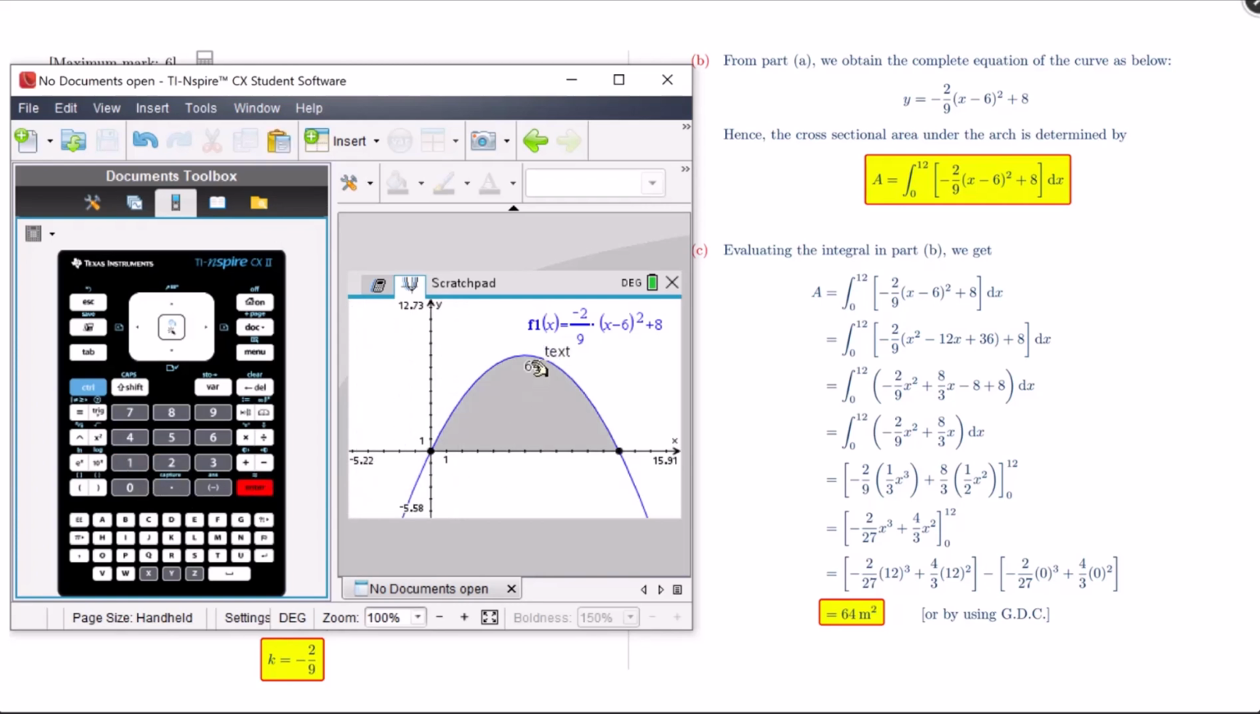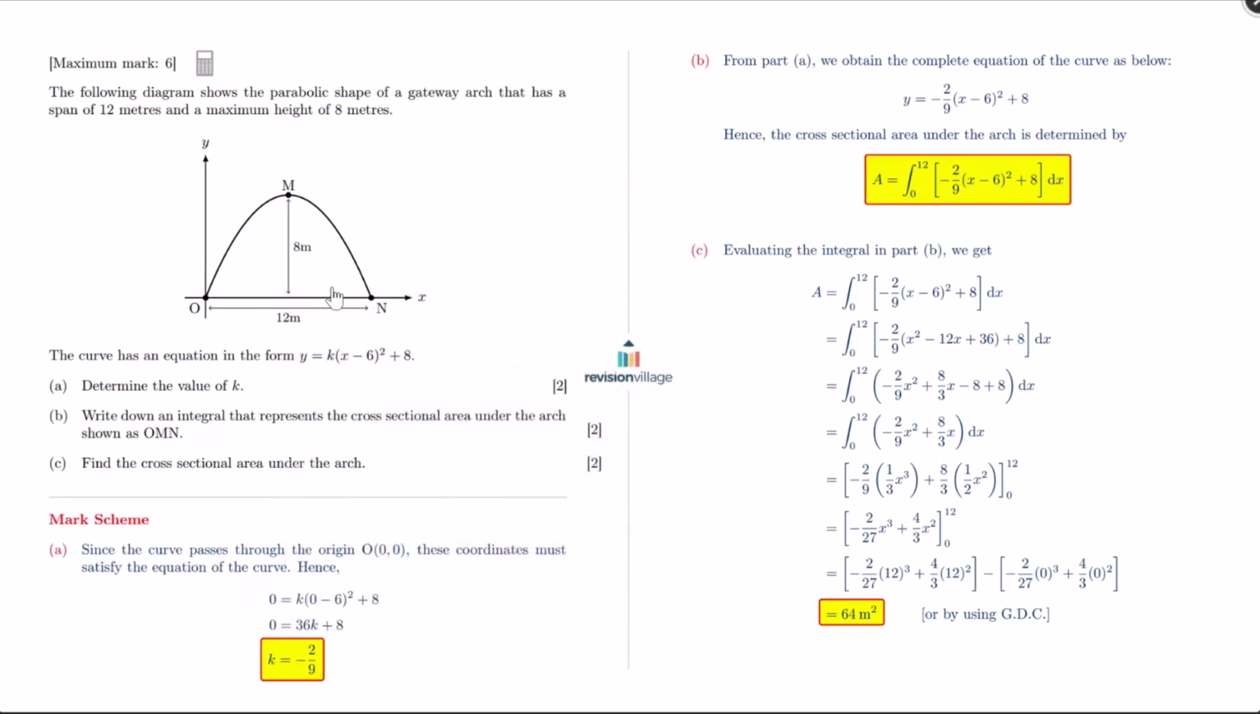And there we have it. There's our second answer, 64. So the area under the curve is 64. Now the units here are in meters, so the units are going to be meters squared. So there are 2 calculator approaches to finding this area.